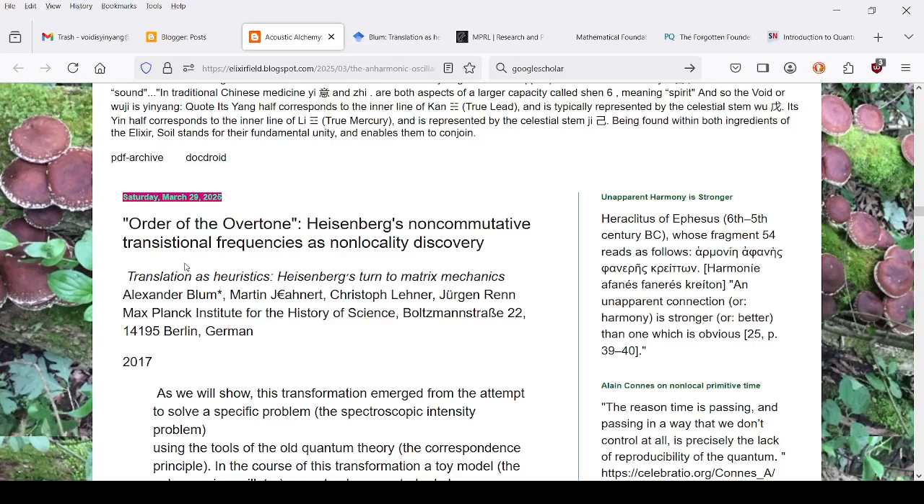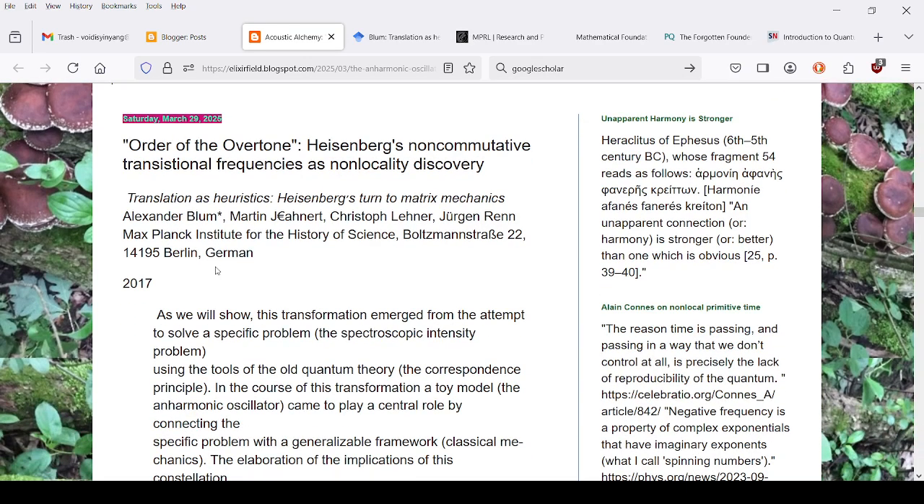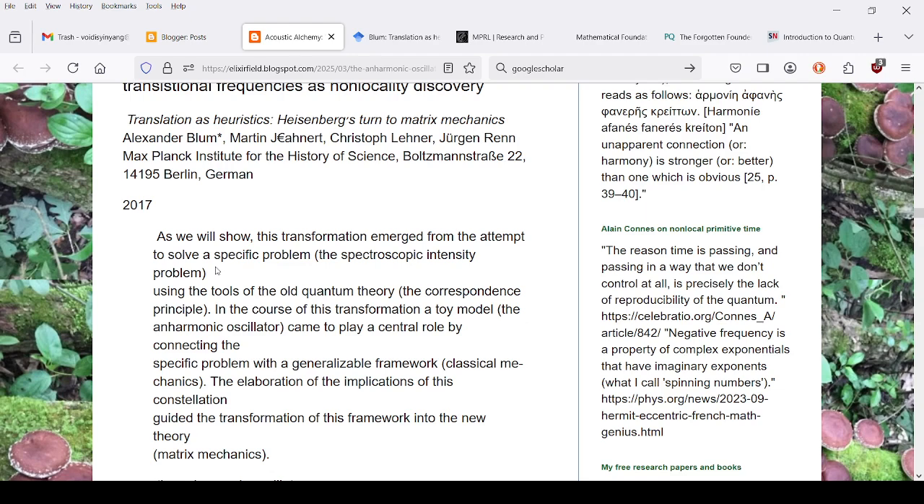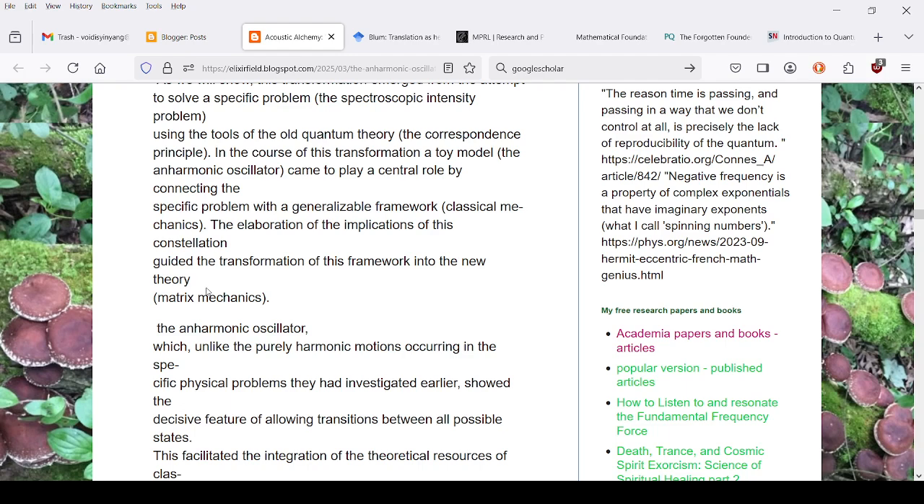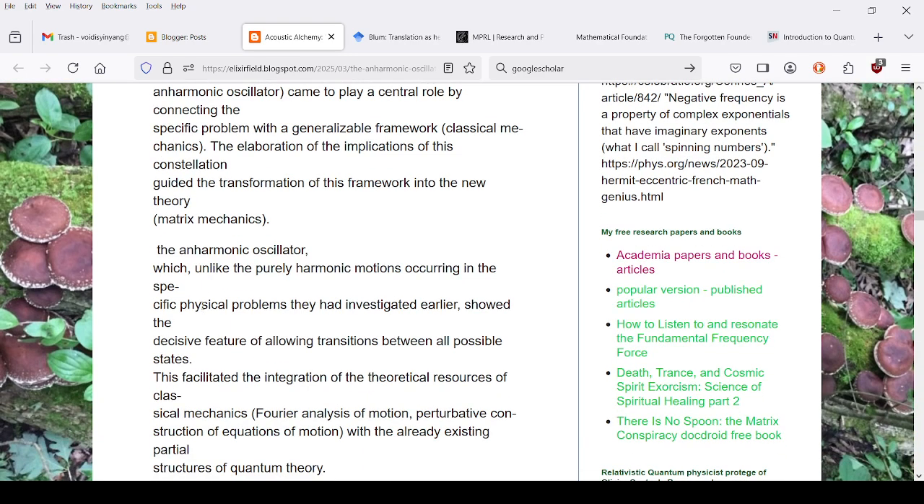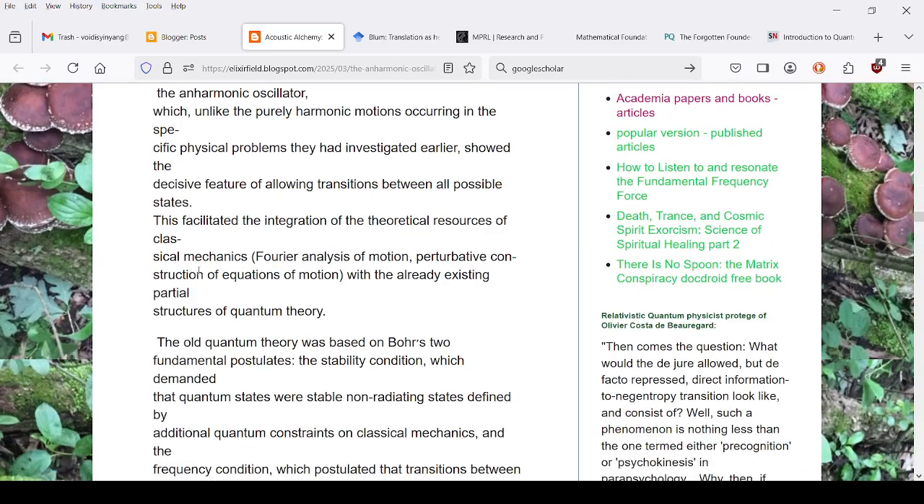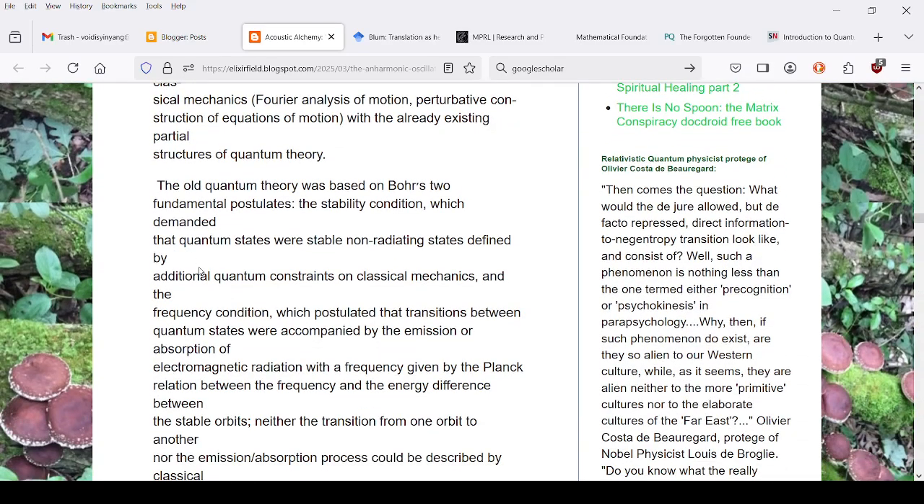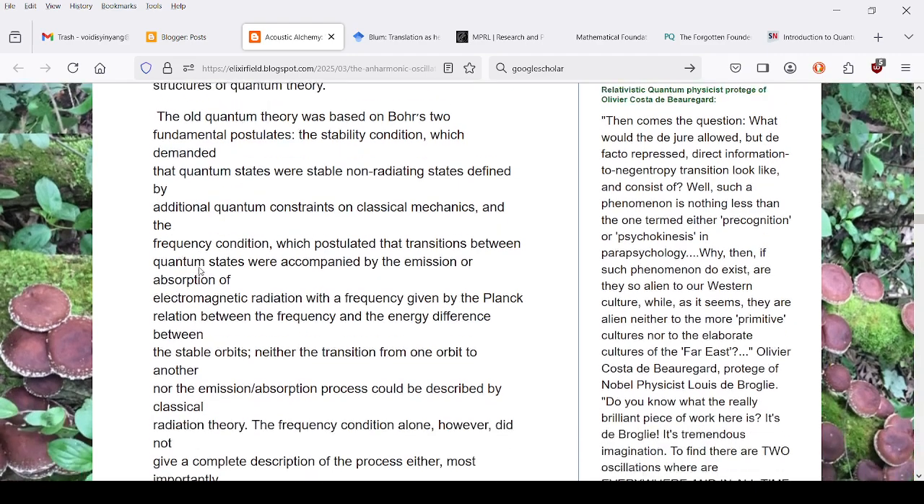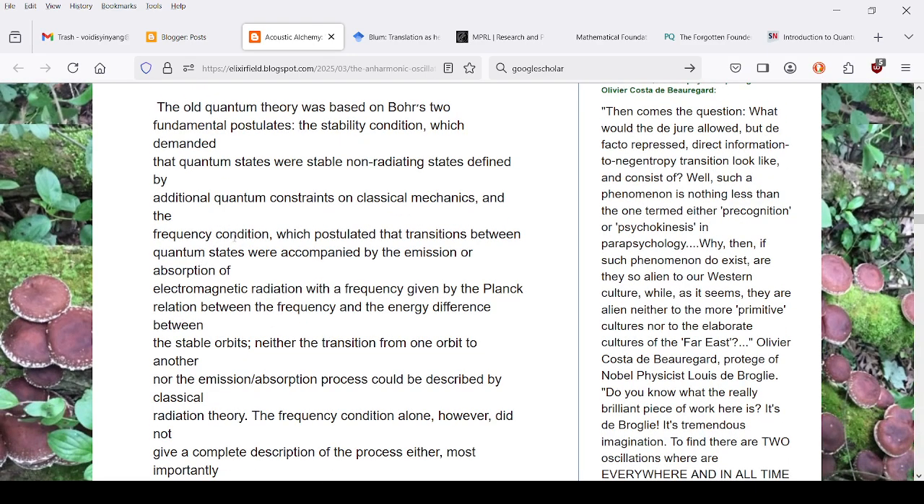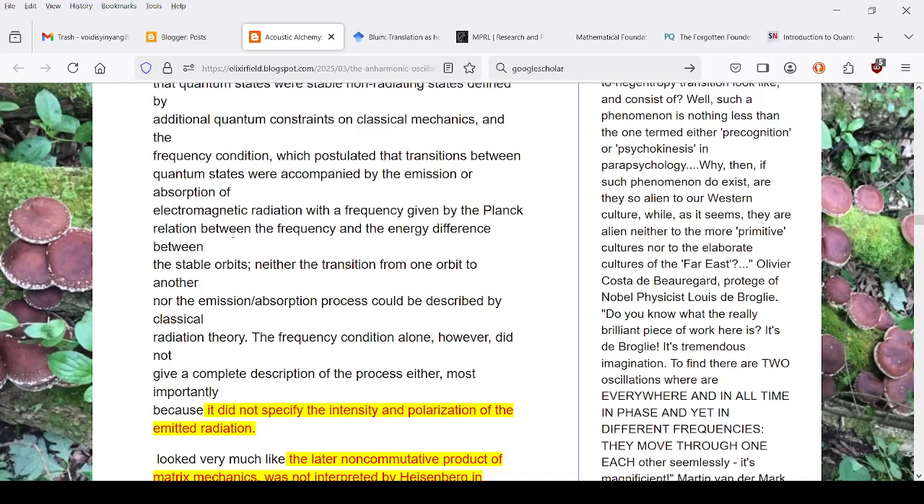What was fascinating is basically this paper, Translation as Heuristics, Heisenberg's Turn to Matrix Mechanics. So Heisenberg realized he had to use an anharmonic oscillator from Fourier analysis, and then that was for the dynamics, but he was relying on spectroscopy data, empirical data, and he was trying to keep it as an empirical, positivist science, so based on the observation of the data.